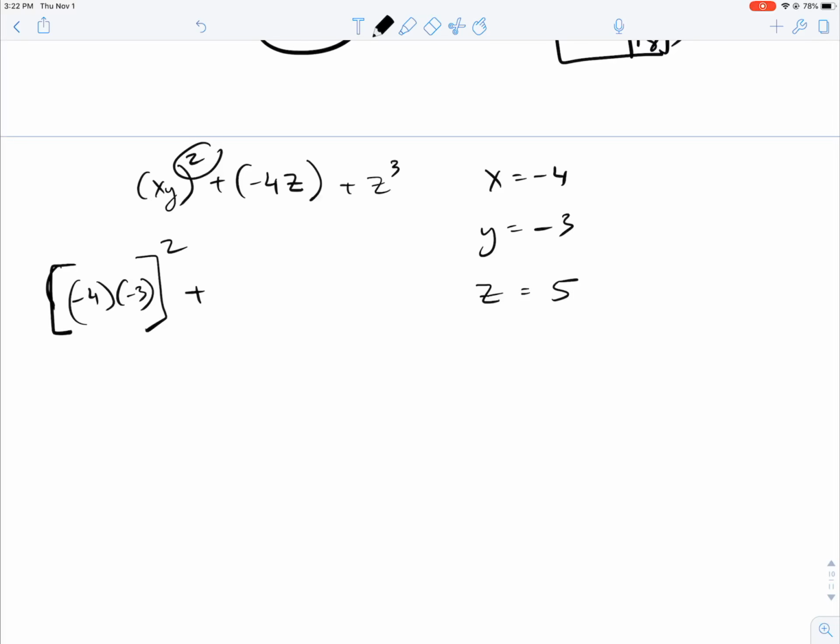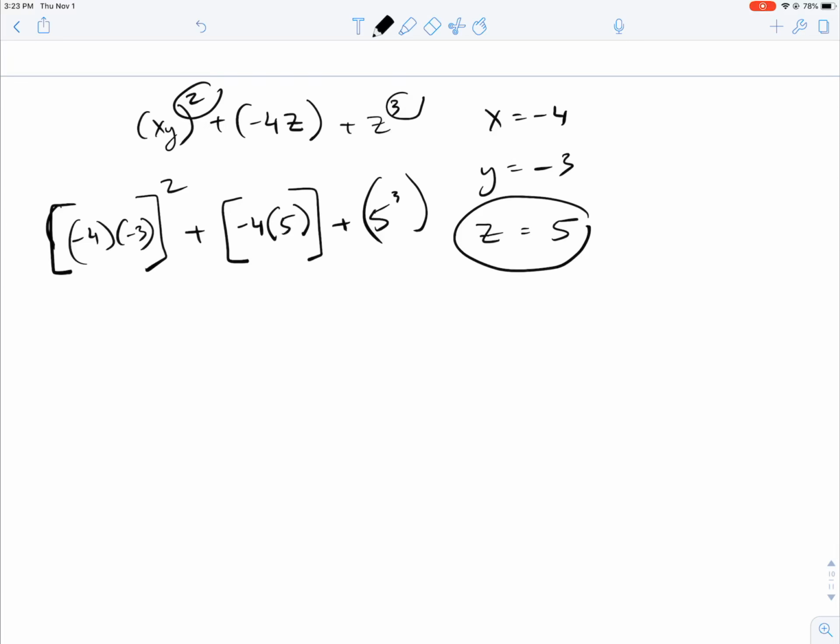Plus, since we have another parenthesis, I'm going to use another bracket. I have -4 times z. z is 5, so I'm going to put parentheses 5. Close the parenthesis, close the bracket. I can't use both parentheses or it would just look confusing. Last but not least, I have the z cubed. So plus z, and z is 5, so I write 5, and it happens to be cubed, so cube it in parentheses.